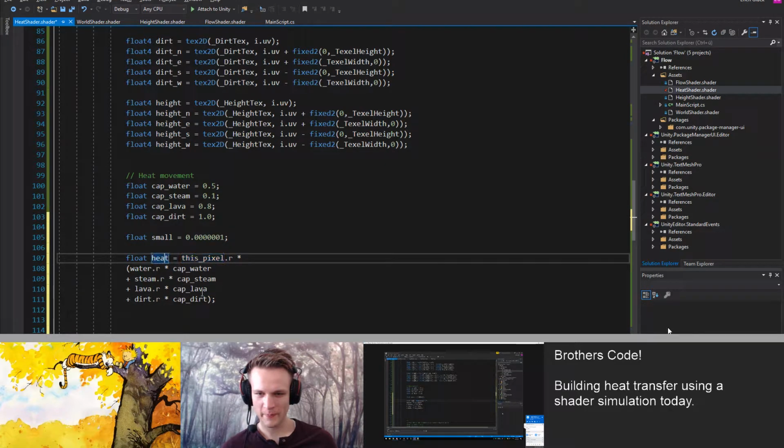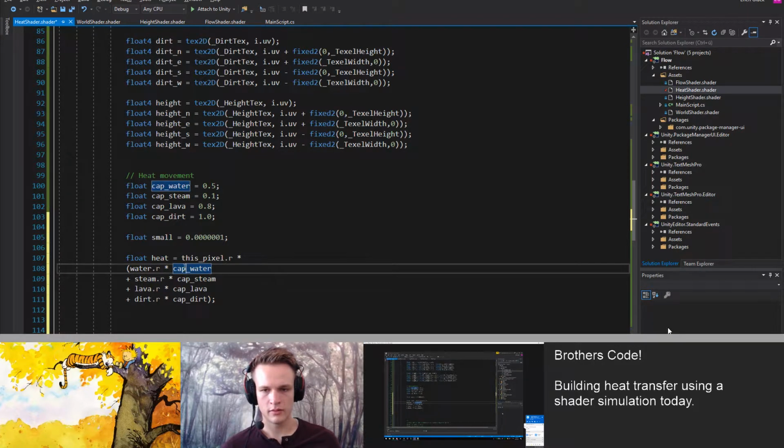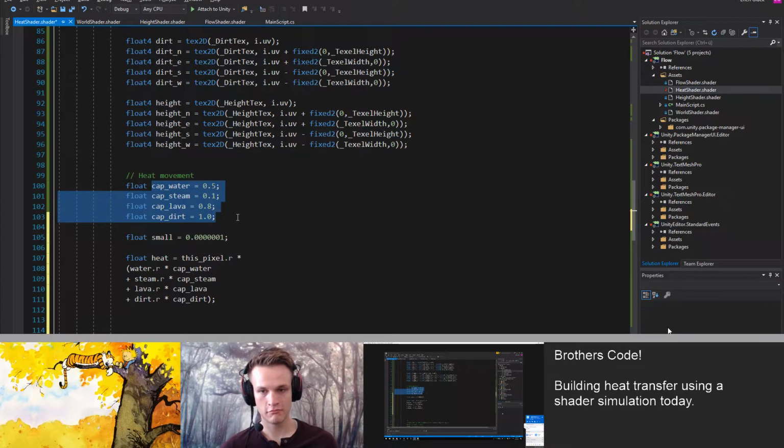So the heat is this pixel's temperature multiplied by the amount times their capacity. So assume it's all water. It's water divided by water times the total amount, which is just water, which ends up with this, times that capacity, times this temperature will give us heat. Does that make sense? Makes sense to me.